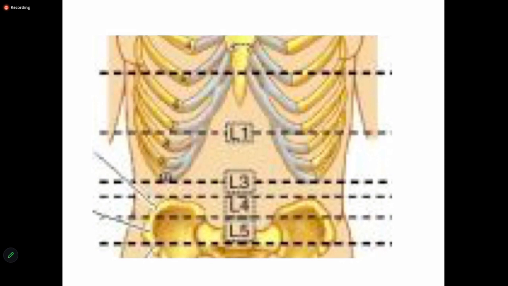Can someone tell me? What happens to the aorta? Aorta divides at the lower end of the L4, no? Into common iliac arteries. How can you surface mark in a thin individual the division of the aorta?